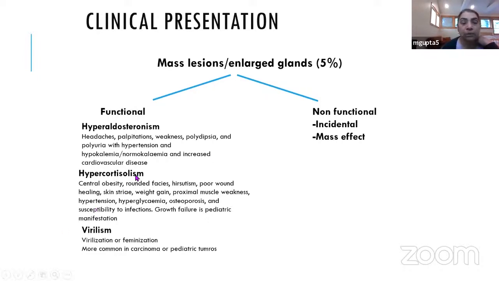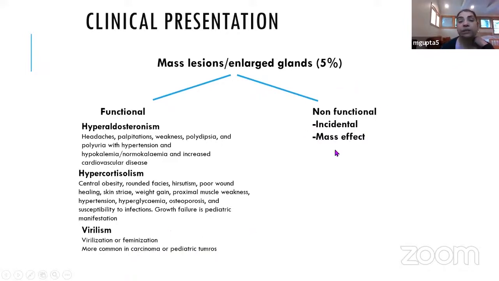Similarly, hypercortisolism presents with the typical features of Cushing's syndrome. Virilism is a rather rare presentation of these mass lesions, which is just the virilization or feminization of an individual. It's actually more common in adrenocortical carcinomas, which are themselves a very rare disease, or in pediatric adrenal tumors. We don't see this presentation in adult patients.